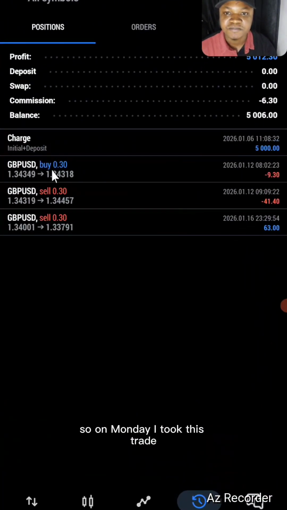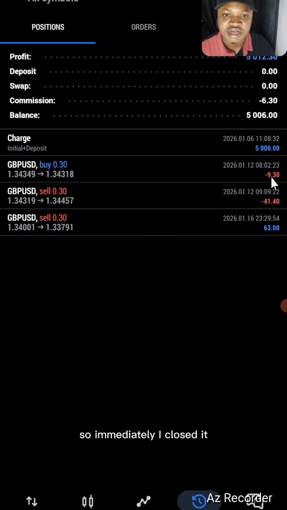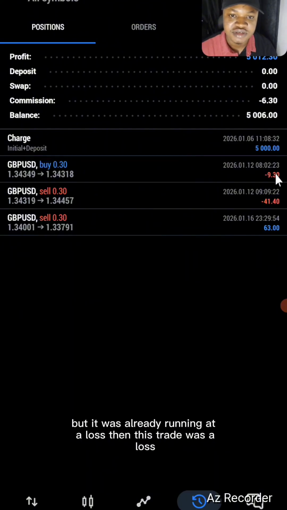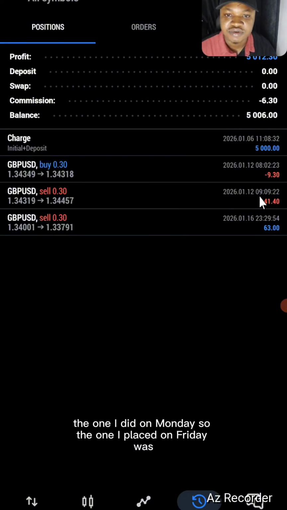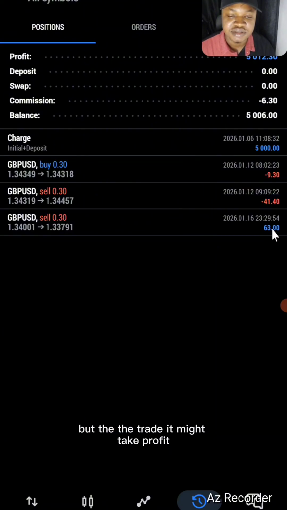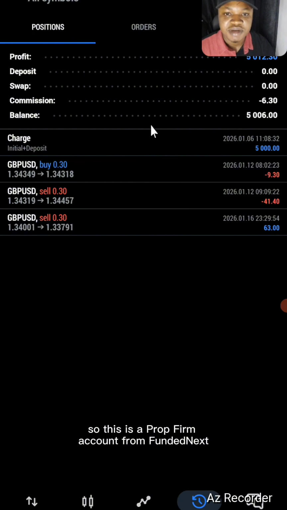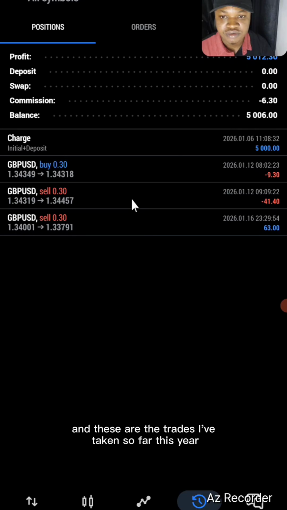So on Monday I took this trade. This buy position was really a mistake, so immediately I closed it, but it was already running at a loss. This trade was a loss, the one I did on Monday. The one I placed on Friday, I could have made over $100 in this trade, but before it took profit, it started reversing or retracing. So this is a GBPUSD account from Funded Next, and these are the trades I've taken so far this year.